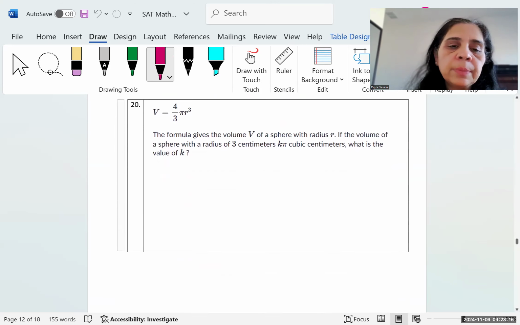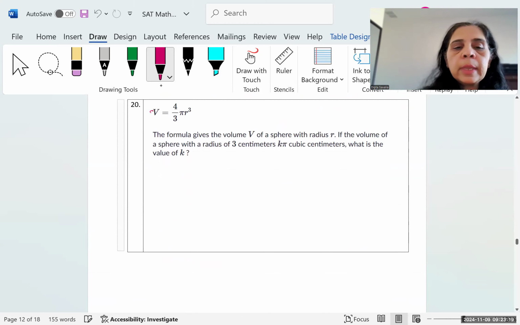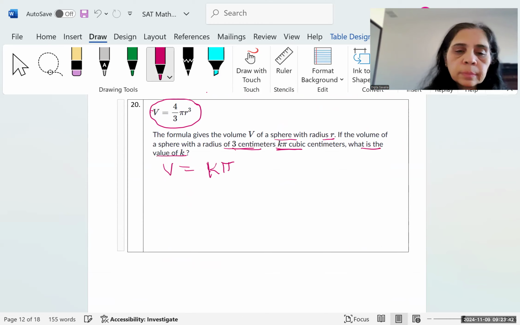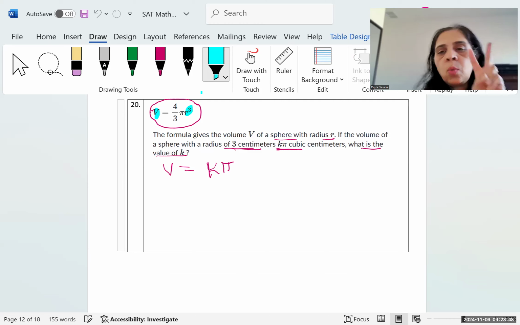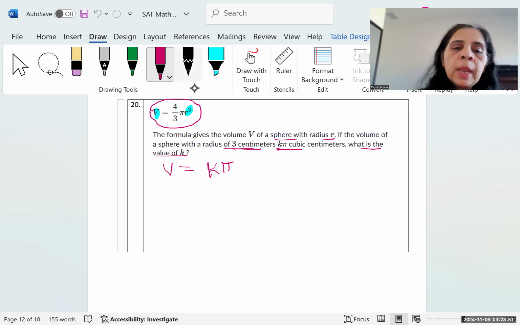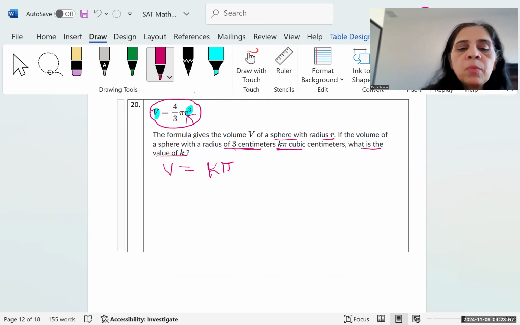All right, number 20. Given here is the volume of a sphere with a radius r. If the volume of a sphere with a radius 3 centimeters is K pi, so what it says here is volume is K pi and radius is 3 centimeters. What is the value of K? In this equation, we have only two variables. R is given, so I can solve for V. I can just plug in values here.